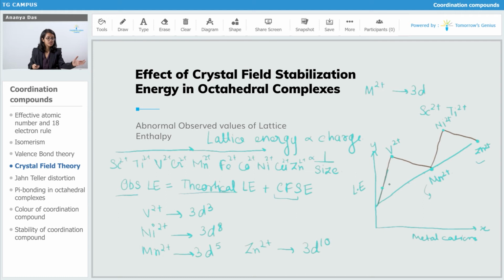So, scandium lies here somewhere, titanium also here, chromium also lies somewhere here, as well as Fe2 positive as well as Co2 positive, and here lies somewhere Cu2 positive. So, this is how the CFSE, or your crystal field stabilization energy, is determining the values of your lattice energy. That is how it is affecting the lattice energy values and how it is causing an abnormality in the trend that we expected for the lattice energy value. This, however, is not just confined to lattice energy. This same trend and this same abnormality is also shown by hydration energy values.